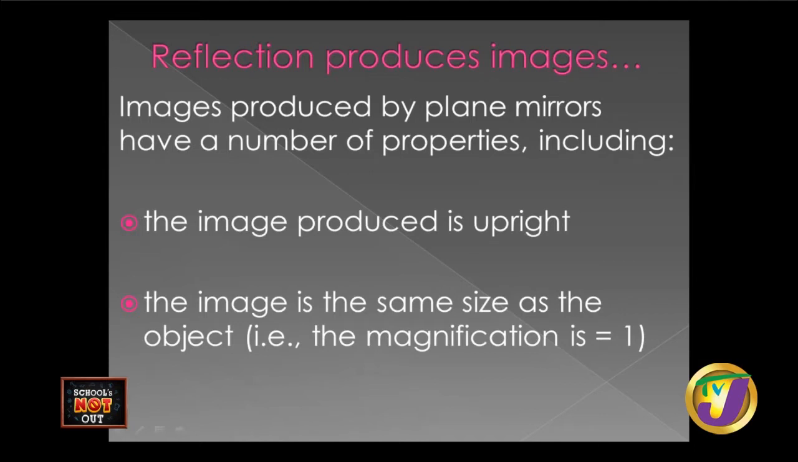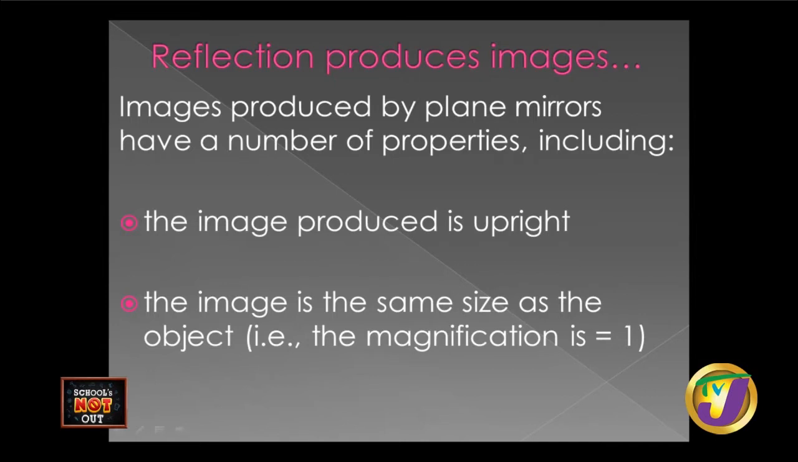a number of properties. One, the image produced is upright, meaning that if you're standing upright, you'll see yourself as upright. If you're upside down, guess what? The image is going to be upside down. The image is the same size as the object. Sometimes when you look at certain things, when it deals with optics, things look smaller or larger than they actually appear. No, when you're in a plane mirror, the image will be the same as it is.